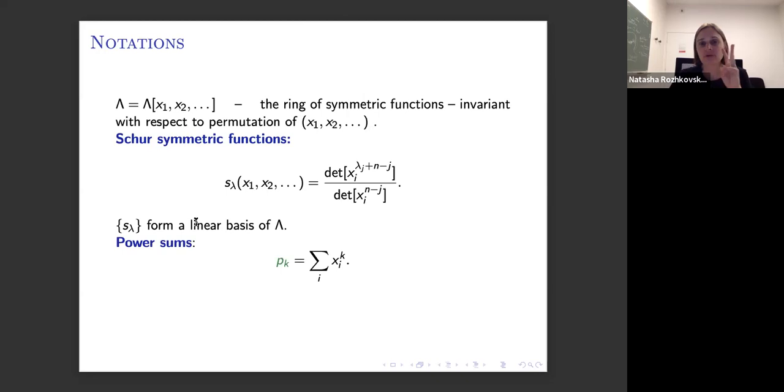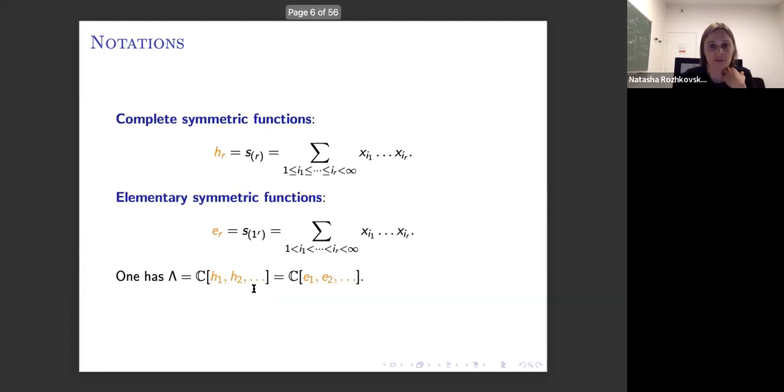Also, we will need three families of symmetric functions which create lambda as a polynomial ring. The first ones are power sums, and I ask you to remember this notation. So these are symmetric functions of this kind. Any symmetric function is a polynomial in power sums. That's an easy theorem.